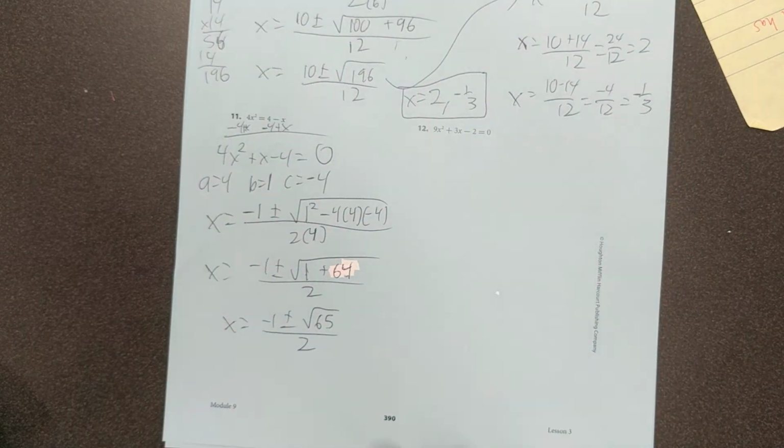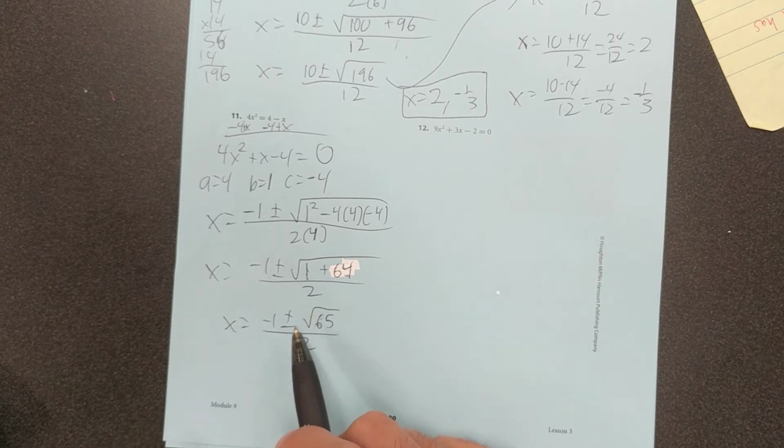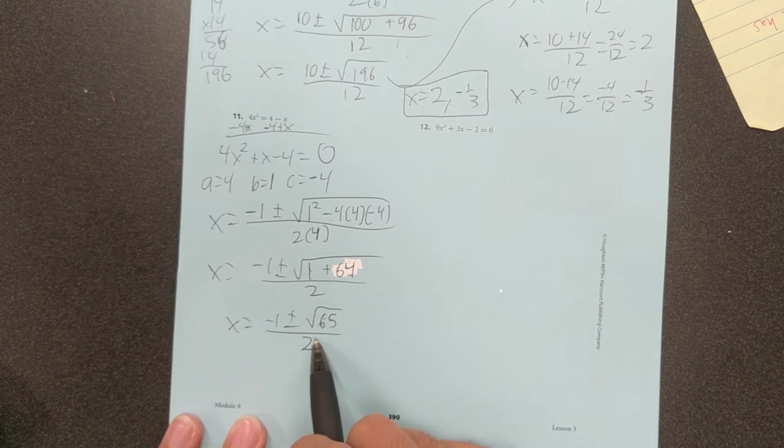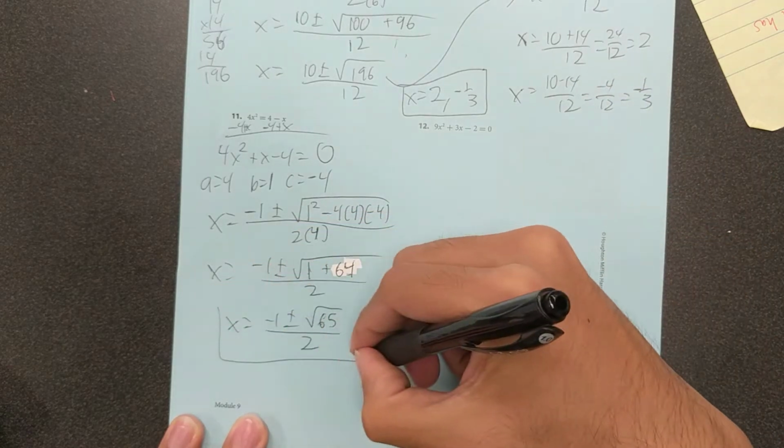All right, so in this case, we do not have anything we can take out of this radical. 65 is 13 times 5, both of which are prime. So here you can leave your final answer looking like this, because you can't add or subtract non-radicals and radicals. They cannot be combined. So this would be your final answer.